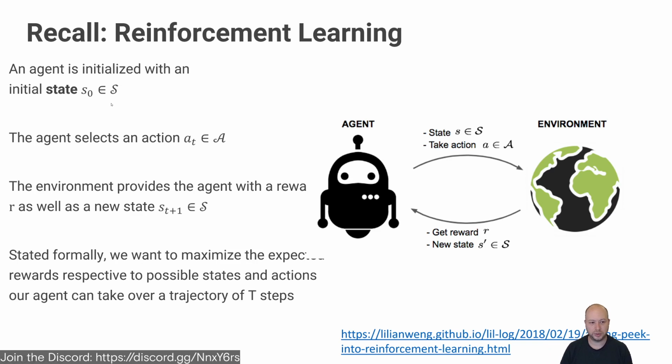To recall, we have an agent initialized in a particular state s naught. The agent selects a particular action in the action space, and then the environment responds to the agent with a reward R as well as a new state. What we want to do is maximize the expected rewards with respect to the possible distribution of states and actions that our agent can see over a particular trajectory. A trajectory may be a finite horizon trajectory, meaning it ends after t steps, or we may go on forever.